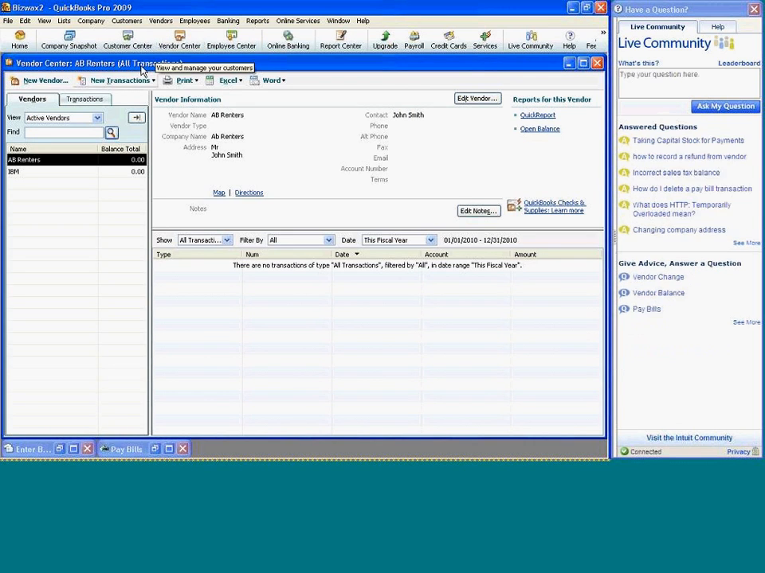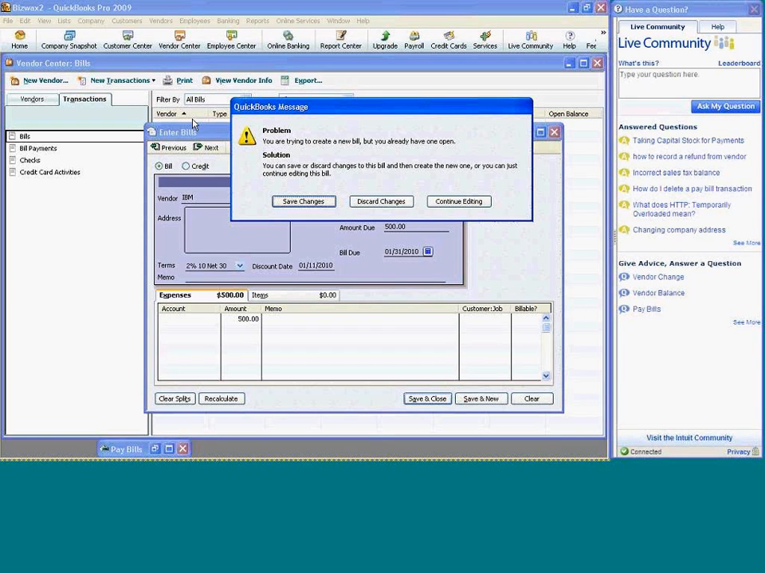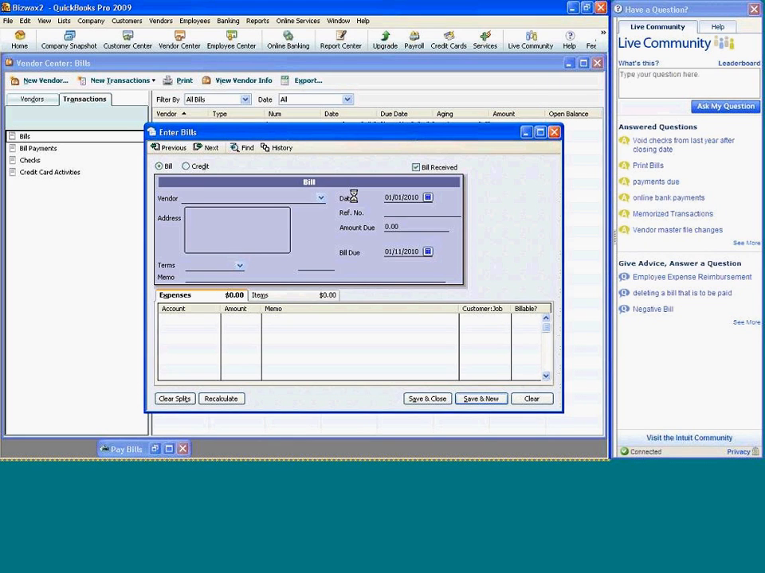First of all, we have vendors. Again, the vendors I showed you, we have the active vendors. We have transactions on the vendors. So we'll make a new transaction. A vendor will enter a bill. Okay, discard the changes. Now we're going to enter a bill.